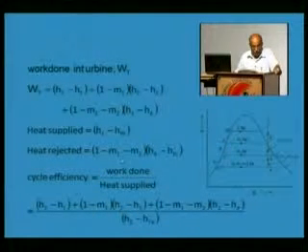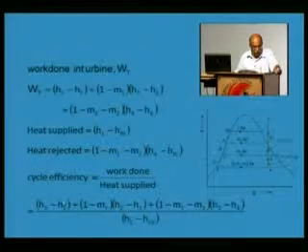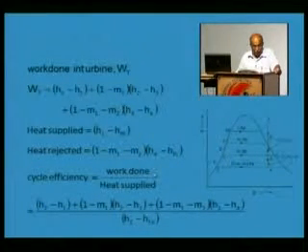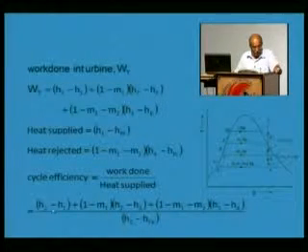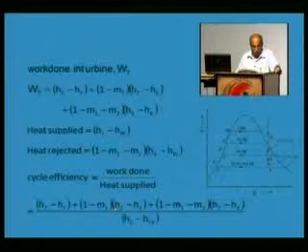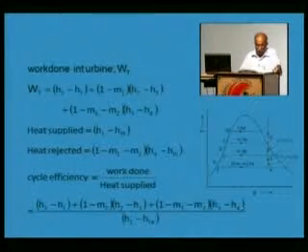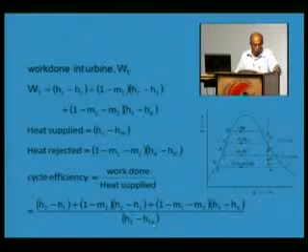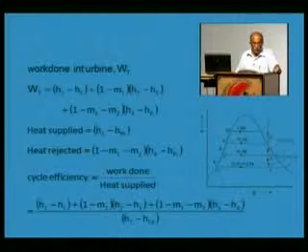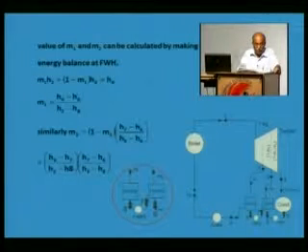The heat rejected is this H4 minus Hf5, and therefore, the cycle efficiency is the work done divided by the heat supplied, that is (H1 minus H2) plus (1 minus m1)(H2 minus H3) plus (1 minus m1 minus m2)(H3 minus H4), divided by H1 minus Hf9. Now, how to find out m1 and m2? That can be found out by making the mass balance as well as energy balance at the feed water heaters.